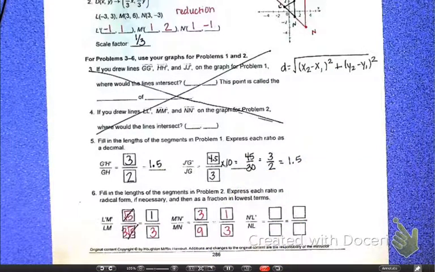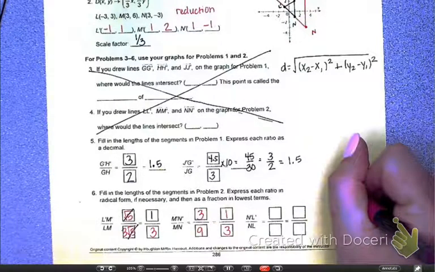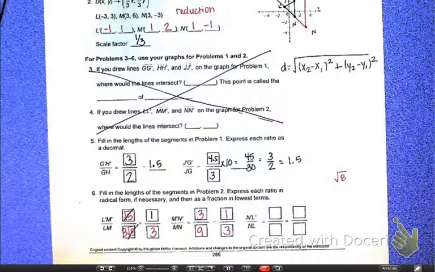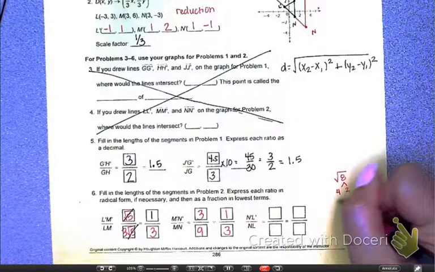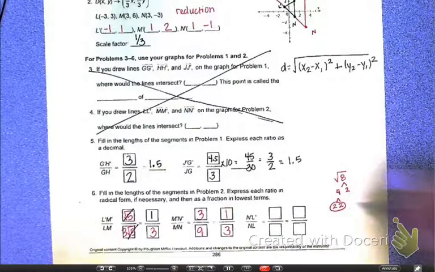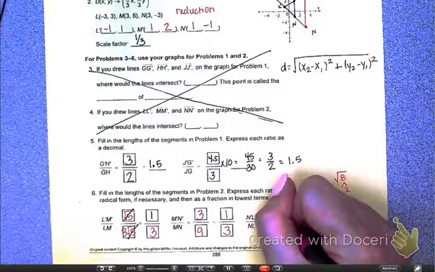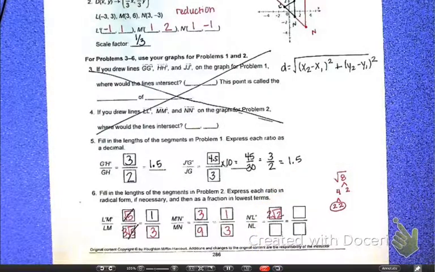Groups F and G. What'd you get for N prime, L prime, when you use the distance formula? Go ahead, Kendall. For N prime, L prime, the square root of 8. Okay, so we have the square root of 8. Can that be simplified at all? Yeah. Right, to 4 and 2 and 2 and 2. So you have a pair of 2's. So it's 2 square root of 2. Remember, we want it in simplest radical form.